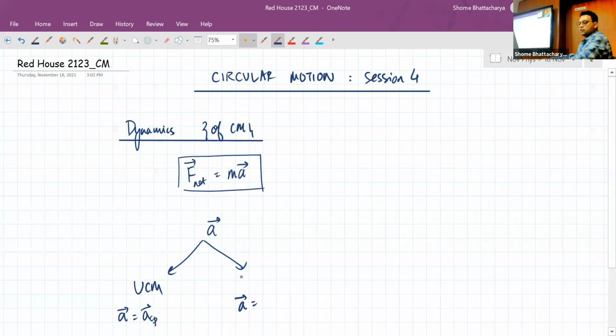Whereas in non-uniform circular motion, the speed is changing, so there is tangential acceleration, right? Plus, of course, the direction of velocity is always changing, so centripetal to hoga hi hoga. So that is the difference. So according to which type of circular motion it's happening, the net force will either be centripetal in case of UCM, or the net force will have both the components. It will have a centripetal component and a tangential component.